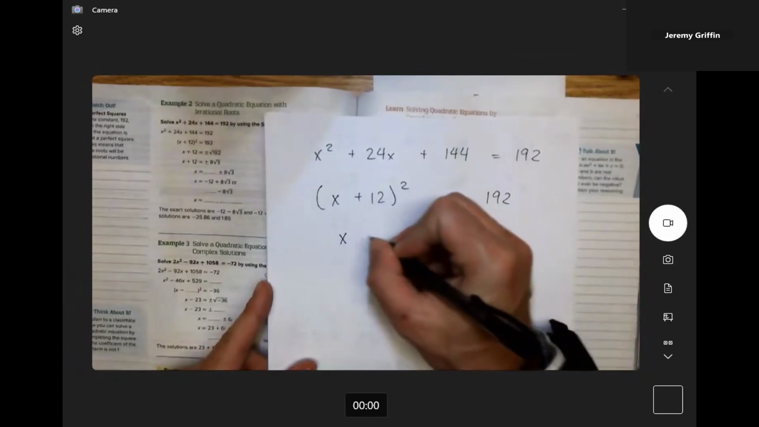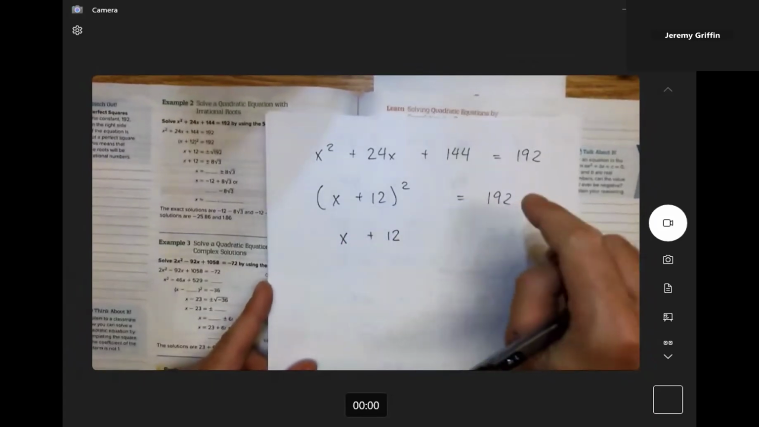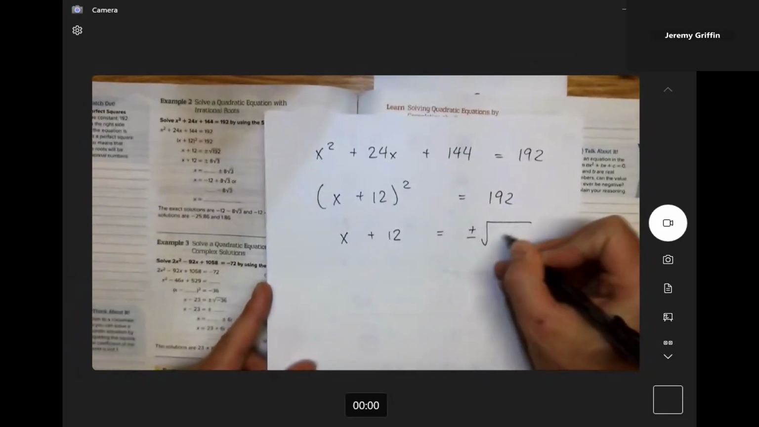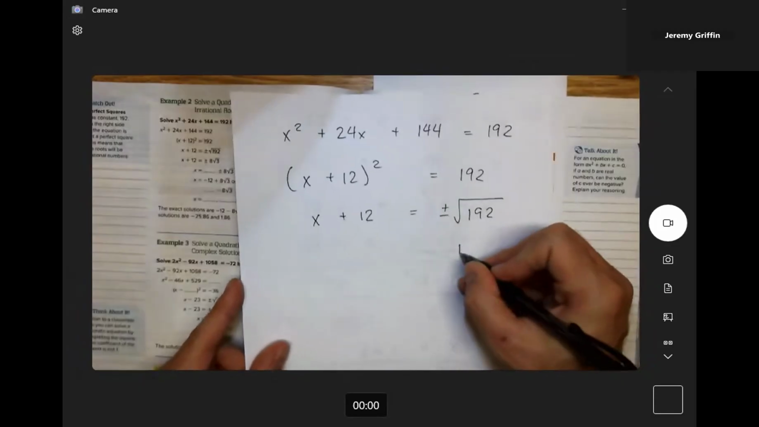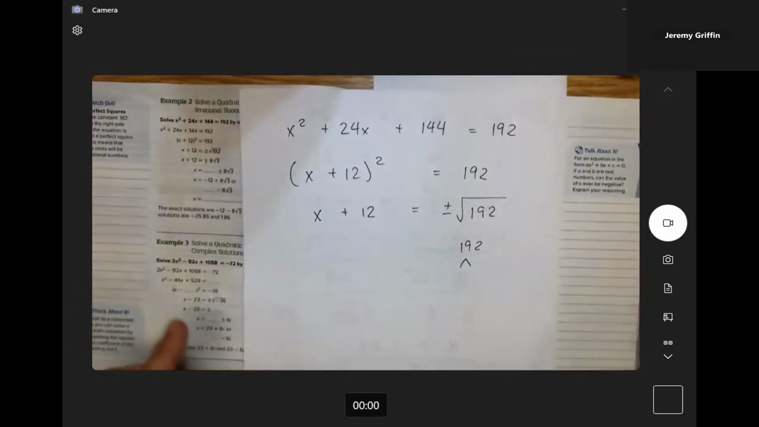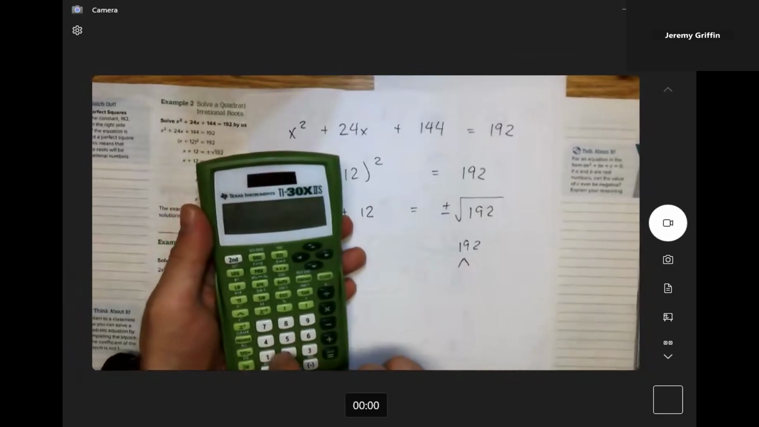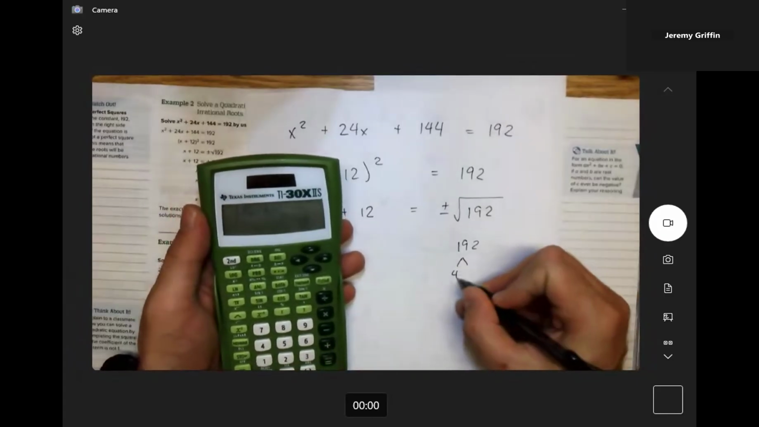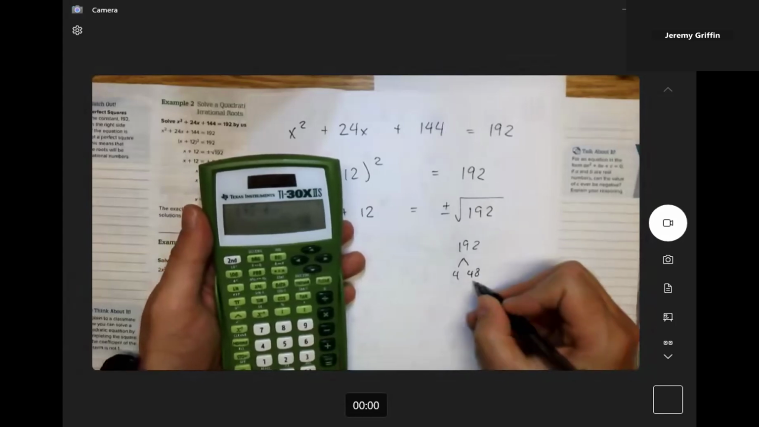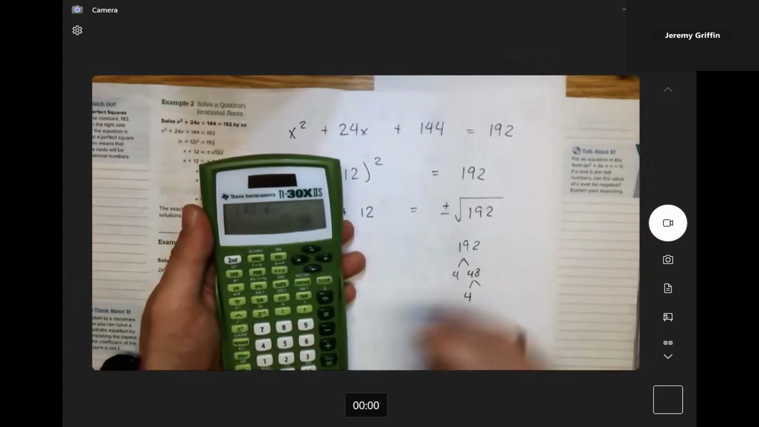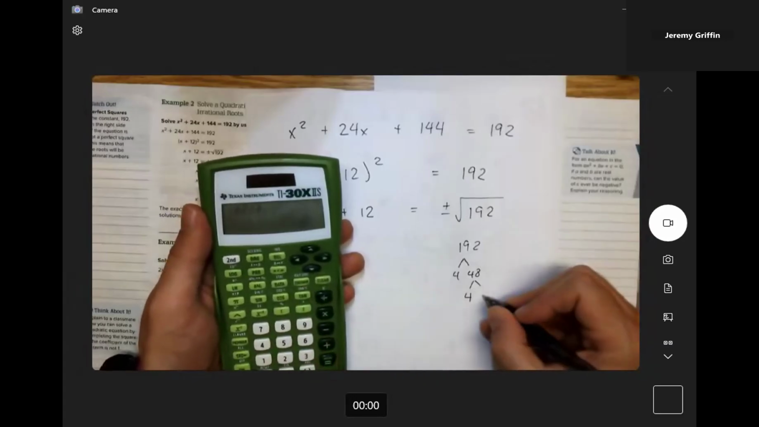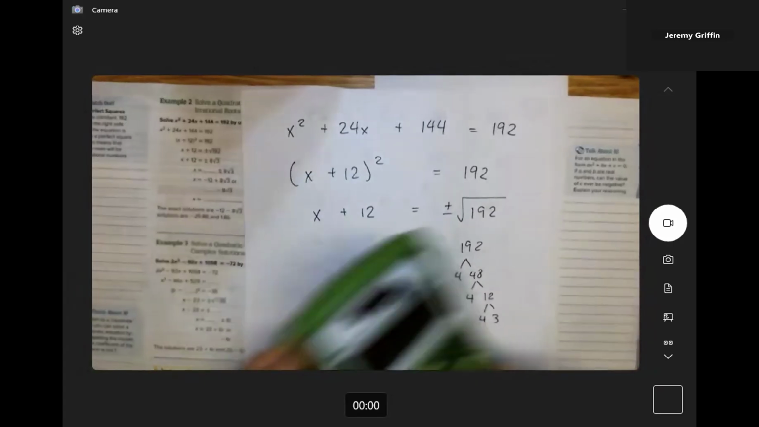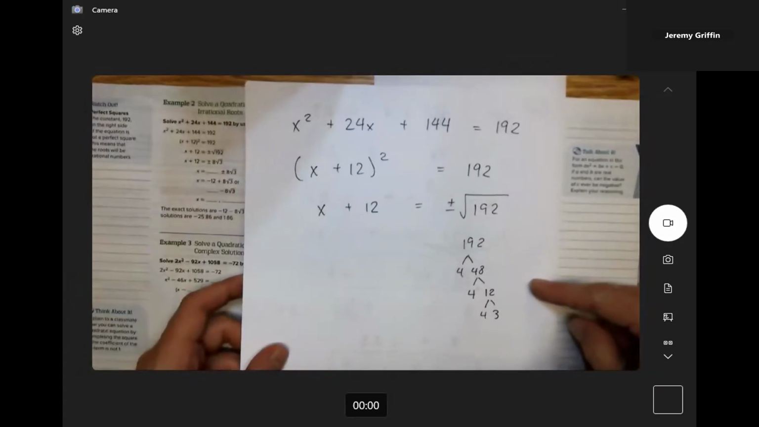All right, so x plus 12. Well, here's where it gets wacky. We're going to get plus or minus the root of 192. But what is 192 in terms of primes? Well, I do see it's even. In fact, it's got to be a multiple of 4 also. What's 192 divided by 4? That'd be 4 times 48. And 48, isn't that 4 times 12? And 12 is 4 times 3.